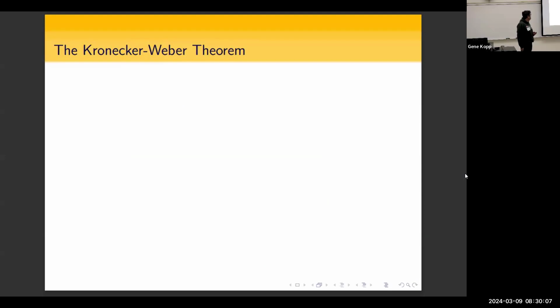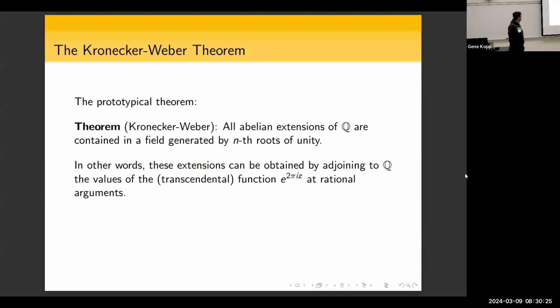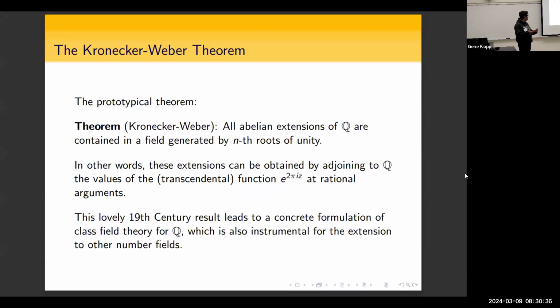Okay, so I'm going to start with something very classical, the Kronecker-Weber theorem, a very beautiful result from the 19th century. It asserts that all abelian extensions of the rationals are contained in fields which are generated by nth roots of unity. One way of stating that is that all these extensions can be obtained by adjoining to the rationals values of the exponential function, e to the 2 pi iz, at rational arguments. And so there's this nice transcendental function which gives you all abelian extensions.